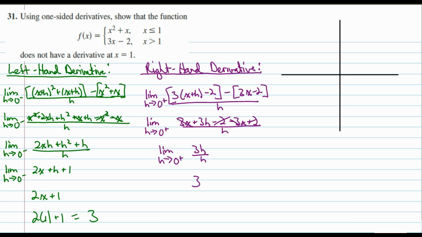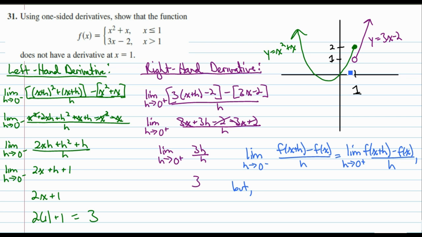So I'm going to graph my piecewise function. On the right side I have the piece y equals 3x minus 2, and on the left side you see the piece y equals x squared plus x, and they don't line up. They're not continuous. If I plug in 1 to the left piece, I get out 2. But if I plug in 1 to the right piece, I only get out 1.